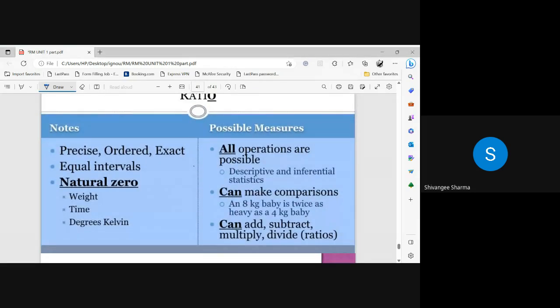So in ratio, all possible operations are possible. Descriptive and inferential statistics can be used, and you can add, subtract, multiply, and divide. Okay. So these were the basics.